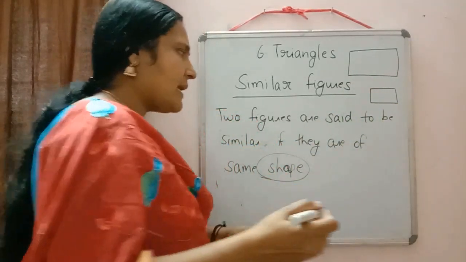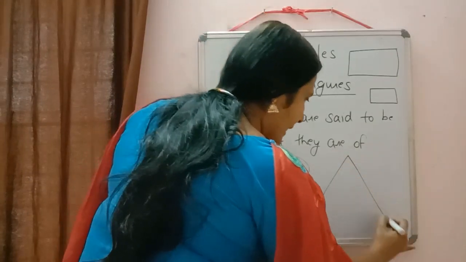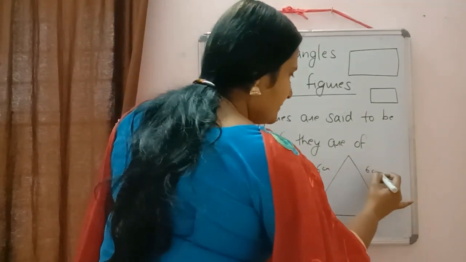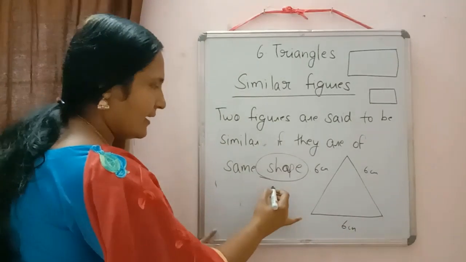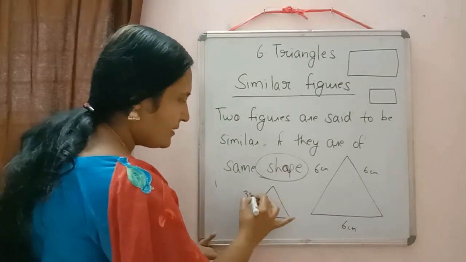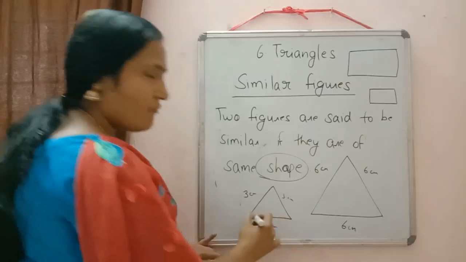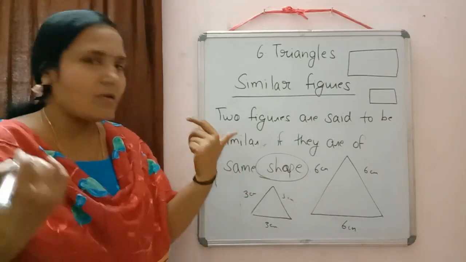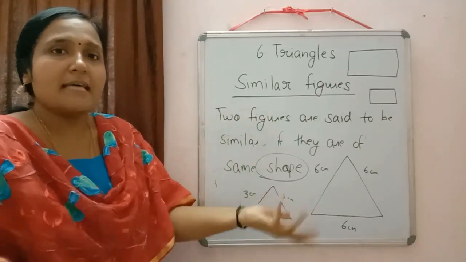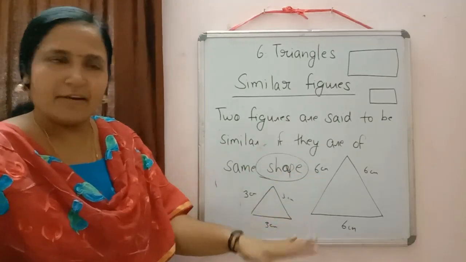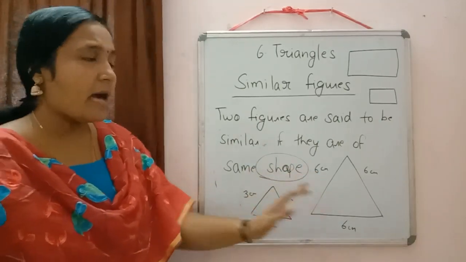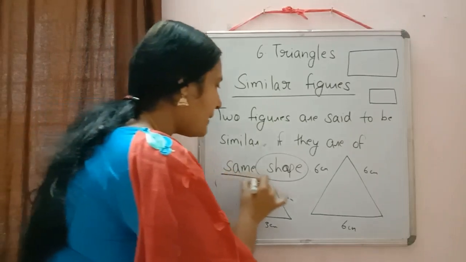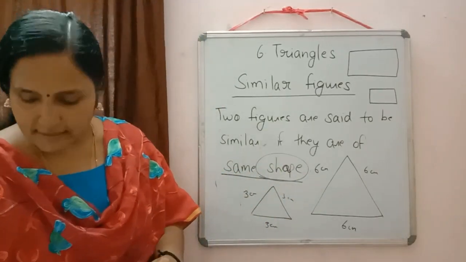Any other example, like suppose an equilateral triangle I have drawn of side 6 centimeter, and another equilateral triangle of side 3 centimeter. Whether their shape is same? Yes, this is an equilateral triangle and this one also an equilateral triangle. So their shapes are same. Measurement of sides are different, so they are not congruent, but they are similar. Their shape should be same.